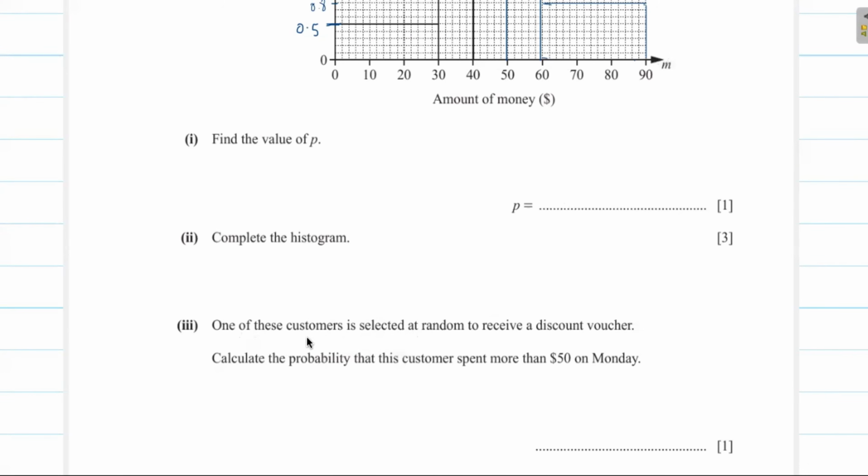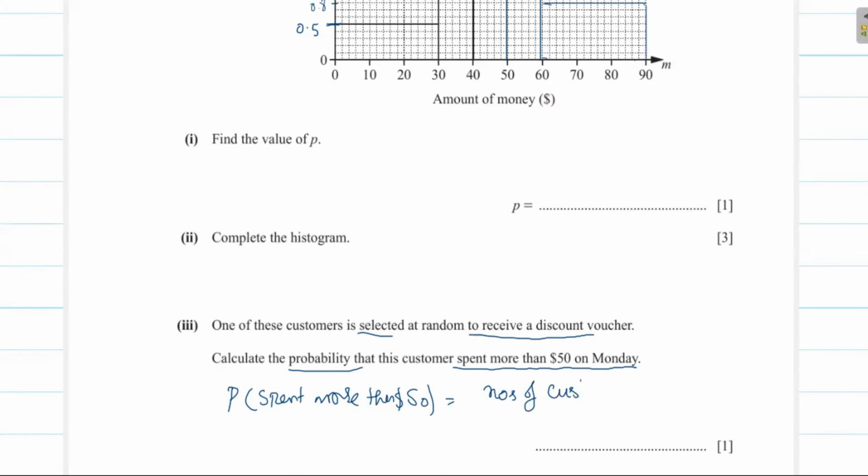Part third, one of these customers is selected at random to receive a discount voucher. Calculate the probability that this customer spent more than $50 on Monday. Now the probability that the amount spent is more than $50 will be equal to the total number of customers who spend more than $50 divided by the total number of customers.